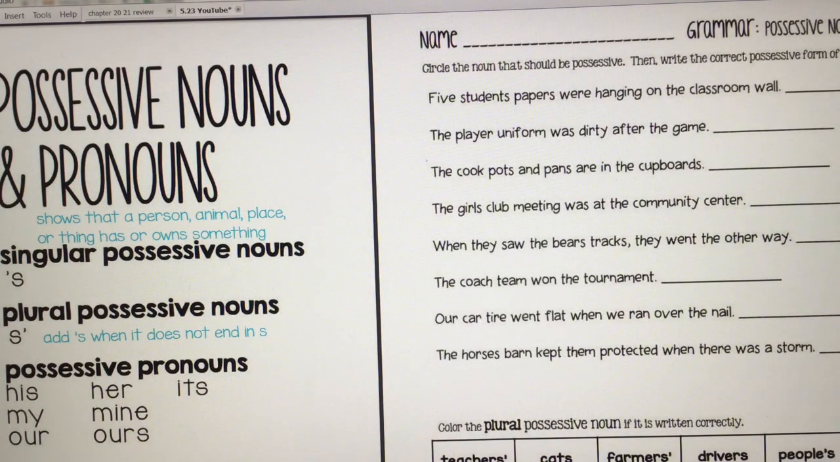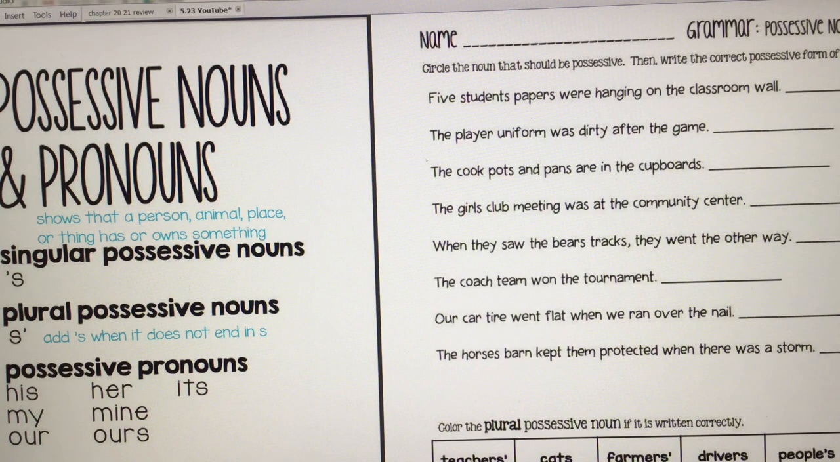Okay, third grade. Today we are going to talk about possessive nouns and pronouns. So you do need the worksheet, possessive nouns and pronouns, that was in your packet. You're going to need a pencil and some kind of a coloring device, whether that's a crayon or a colored pencil. I wouldn't use a marker because remember it bleeds through. Okay, so let's talk about possessive.